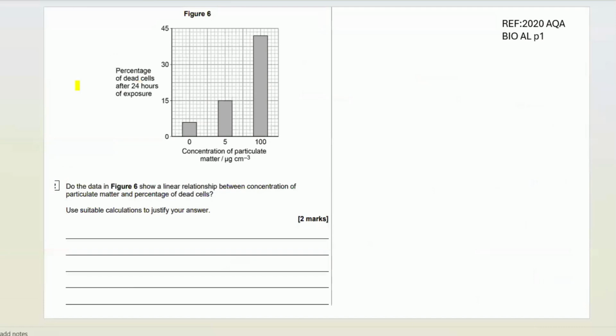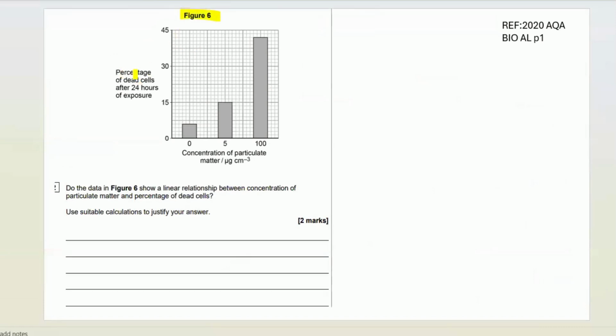Okay, moving on to the next question. You can see the reference, top right, 2020 AQA Biology A-Level Paper 1. And we've got concentration of particulate matter in micrograms per centimeter cubed at the bottom and percentage of dead cells after 24 hours of exposure on the y-axis. Do the data in figure 6 show a linear relationship between the concentration of particulate matter and the percentage of dead cells? Use suitable calculations to justify your answer.